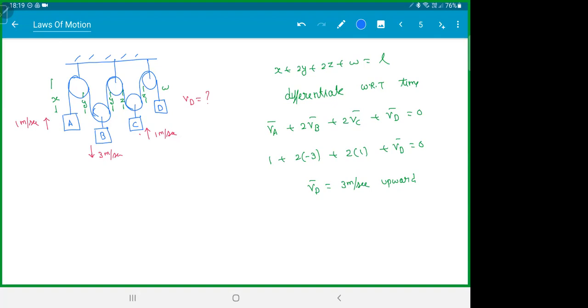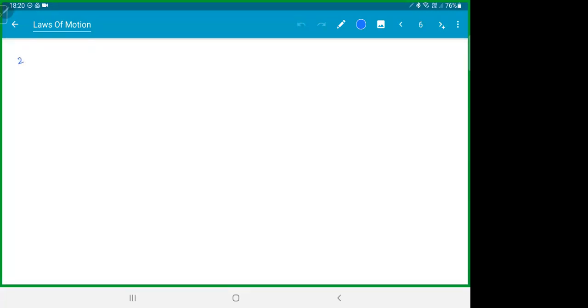Easy. Anyone not clear with this? Next one. Find velocity of B at this instant.